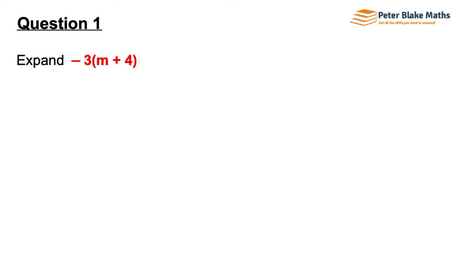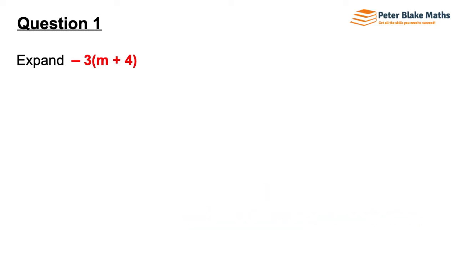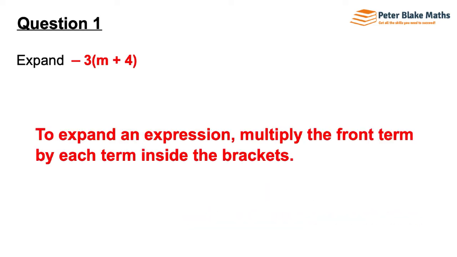Question 1. Expand minus 3 outside of m plus 4. When we expand an expression, we multiply the front term by each of the terms inside the brackets. So we'll multiply the minus 3 times the m to make minus 3m, and then we'll multiply the minus 3 times the 4, and we'll get minus 12.